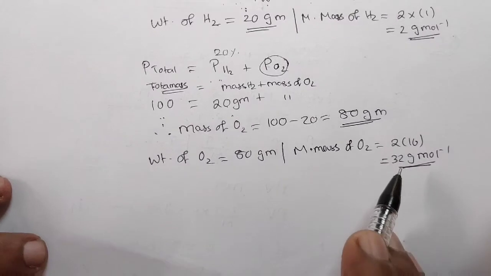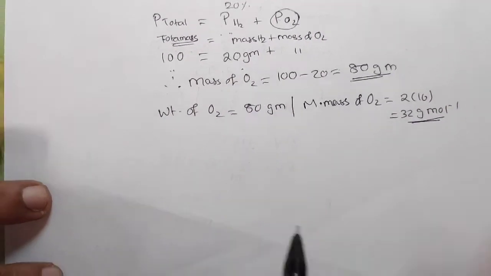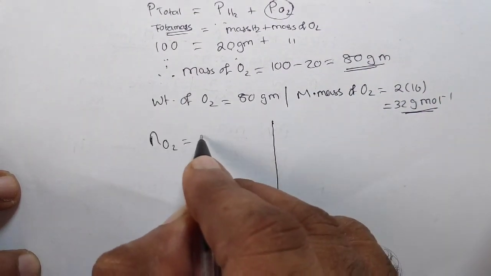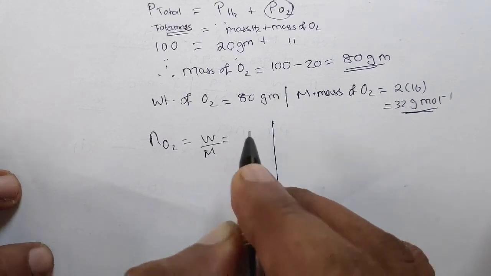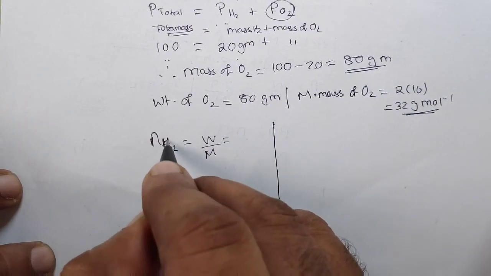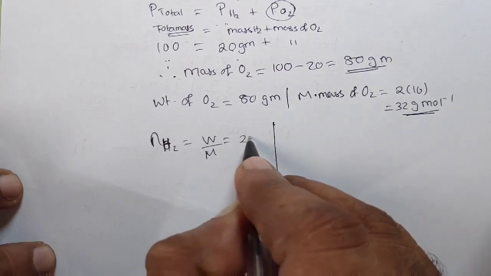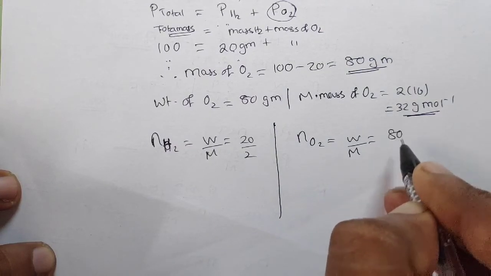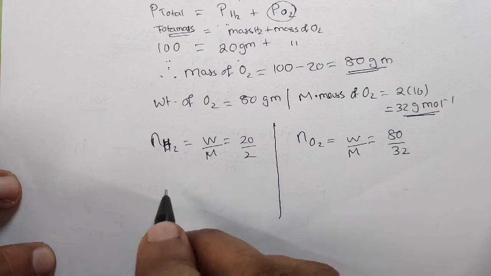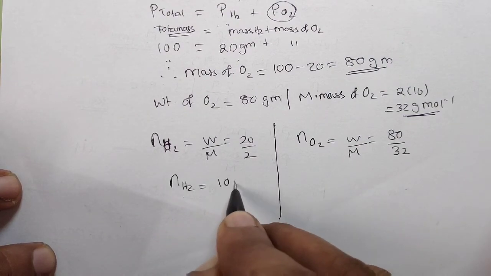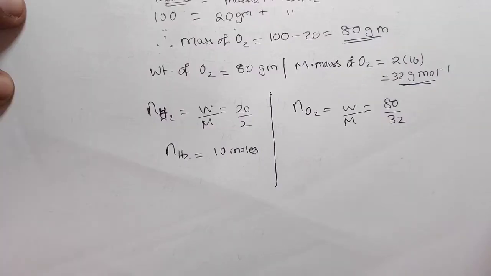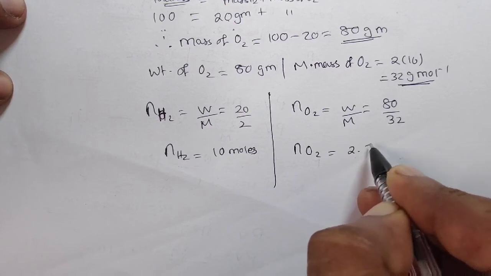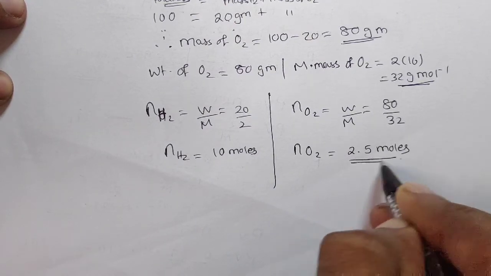Now, why do I find out all these things? Because from this, you can find the number of moles. So, suppose we calculate further. We know the number of moles is equal to W by M. H2 I will take first because hydrogen we have discussed first. So it will be 20 by 2. In the same way, moles of O2 will be W by M, which is 80 by 32. So by calculation, moles of H2 will be 10 moles and moles of oxygen will be 2.5 moles, right?